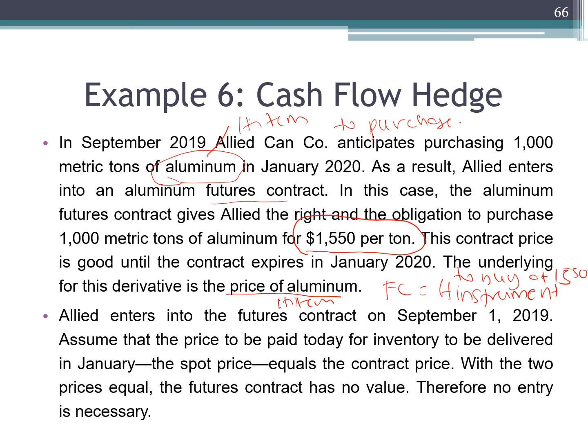So the company enters into the futures contract on September 1st, 2019, and assume that the price to be paid today for inventory is to be delivered in January. So the aluminium is going to be delivered in January. The 1st of September is your contract date.